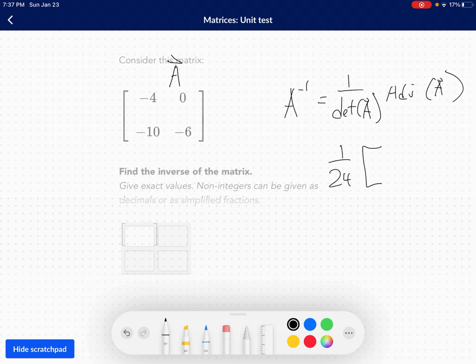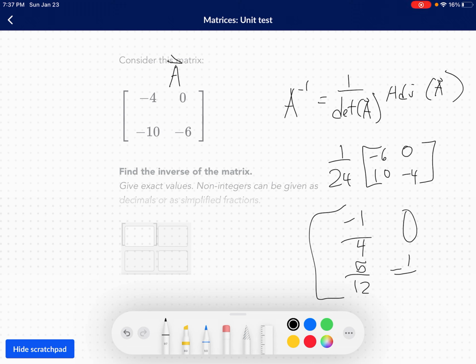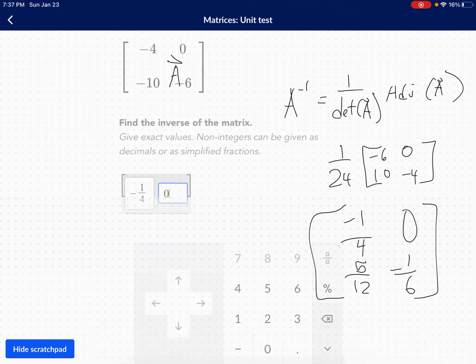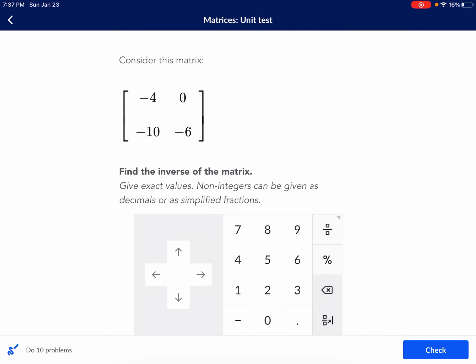Then the adjoint of A, you just swap A and D, so you get -6 here, -4 here, and negate B and C, so this is still 0 and this is 10. Take 1/24 of each of the entries, and you get -1 over 4, 0, 10 over 24, what's that? Simplified, that's like 5 over 12, right? 5 over 12, and -1 over 6. Alright, so -1 over 4, 0, 5 over 12, and -1 over 6.